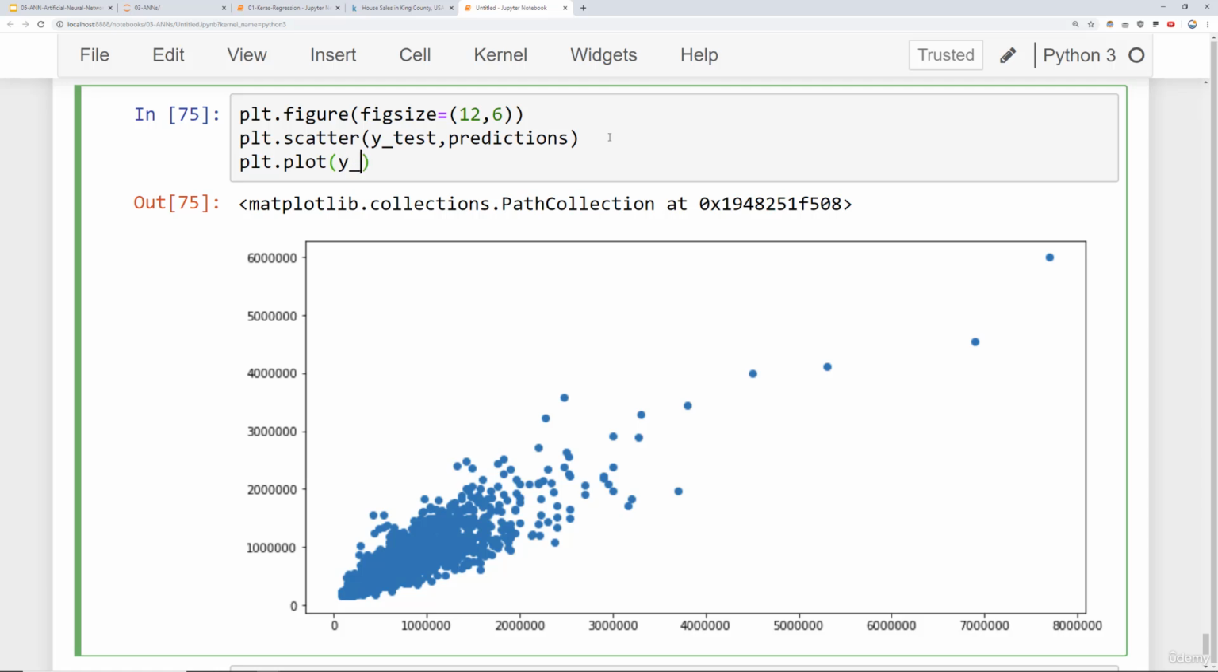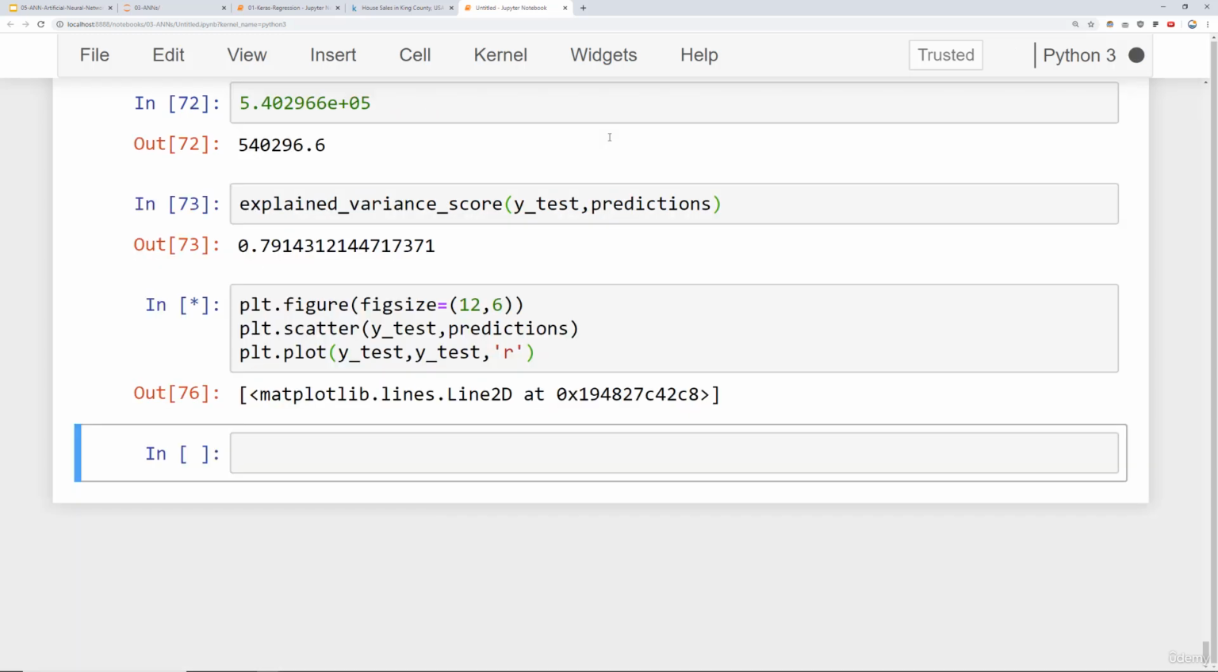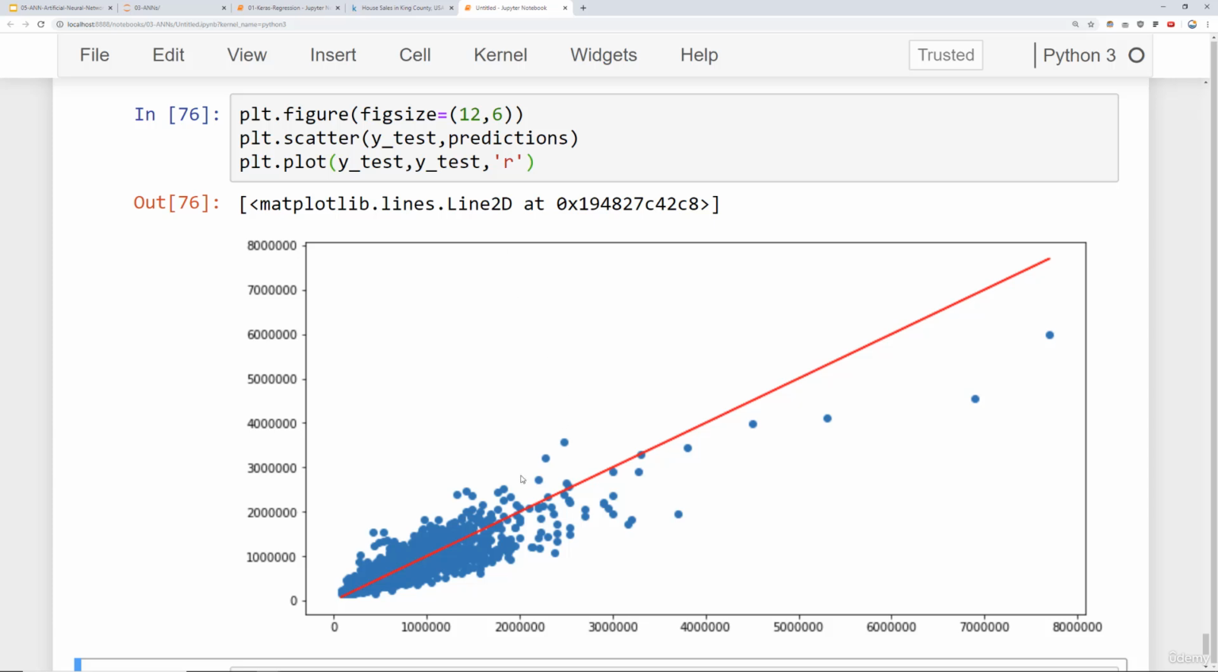and I'm just going to plot y-test against y-test, and I'll just say this is a red line by saying 'r'. Now this red line represents the best, or basically the perfect prediction line.